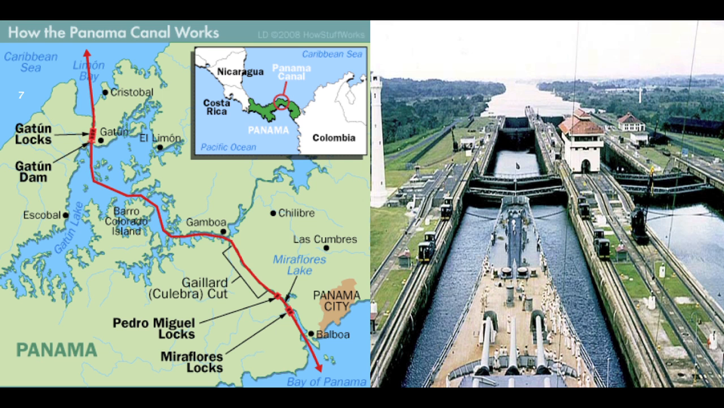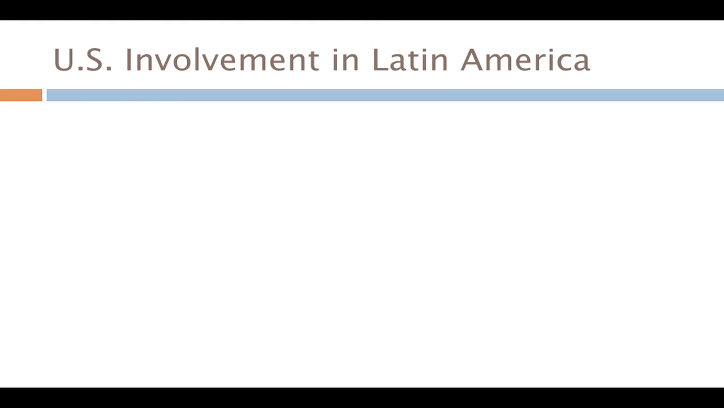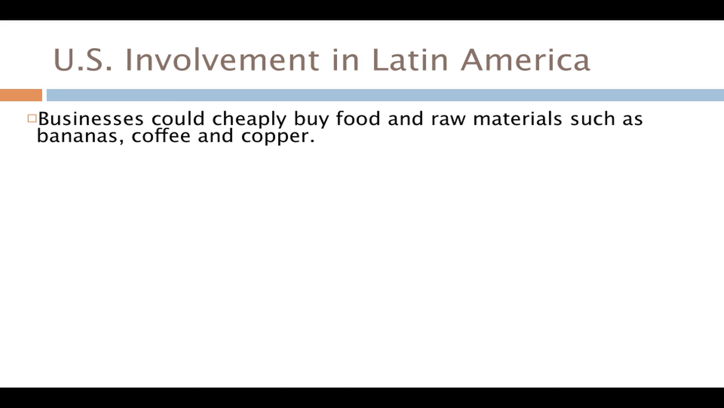Here's an image showing exactly how the Panama Canal works, connecting the Atlantic and Pacific. Imperialism, though, did not stop in Asia and continued in Latin America due to the demand for the resources available there.